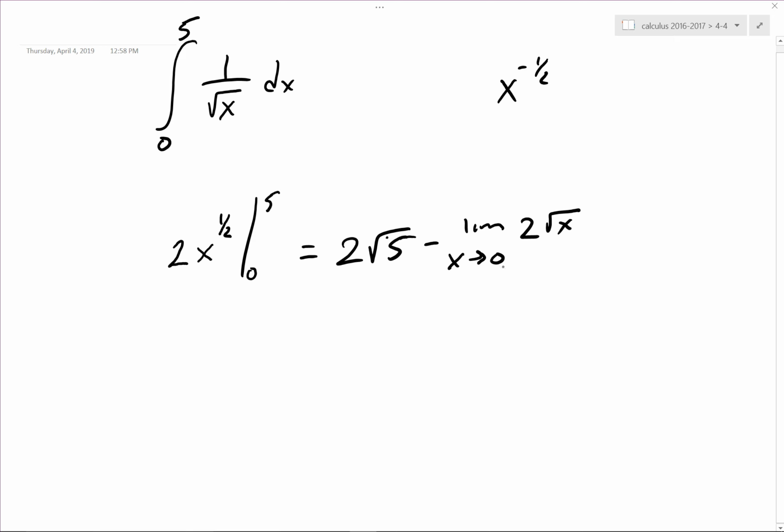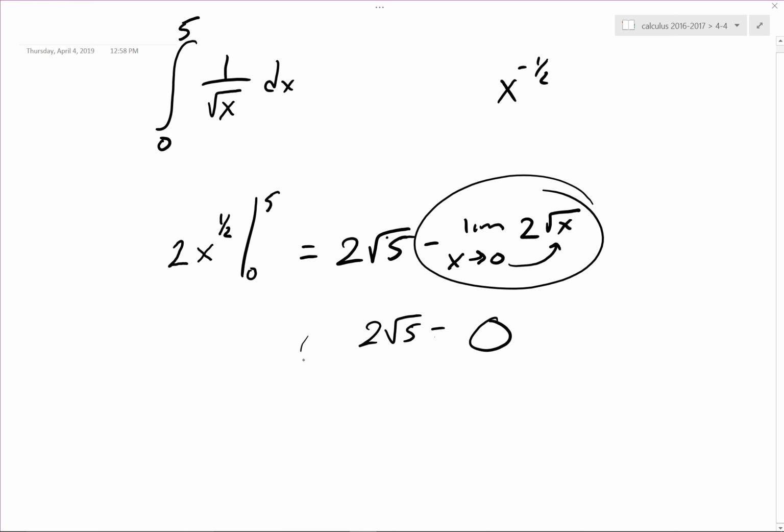Now look at this. Can you plug 0 into this fella? Is that okay to plug 0 into square root of x? Is there a limit? Can you take the square root of 0? Yes, it's called 0. So the limit of this fella is 0. Then I get 2 square root of 5. In other words, that has a finite area. That's my answer right there. That will not always be true.